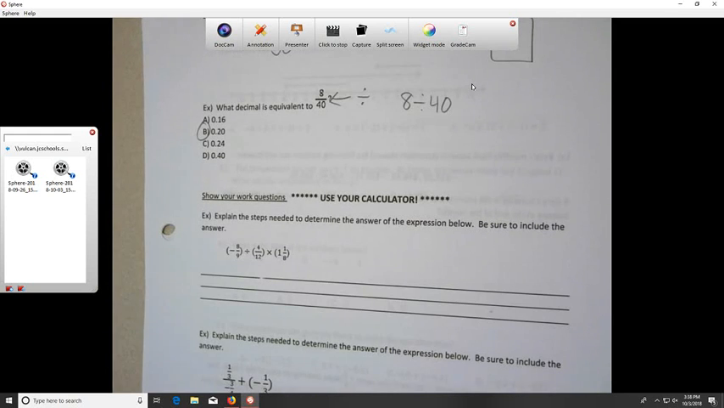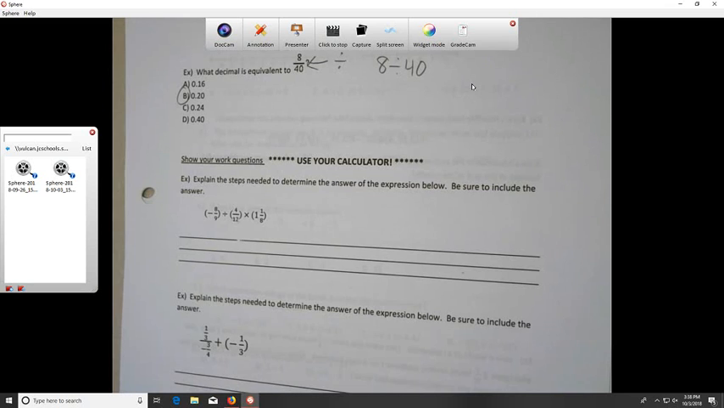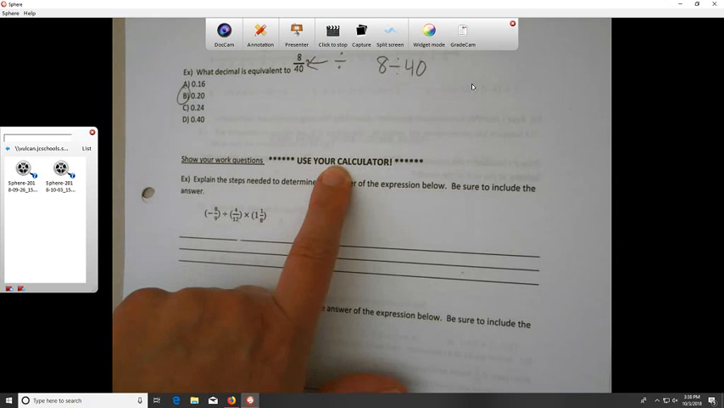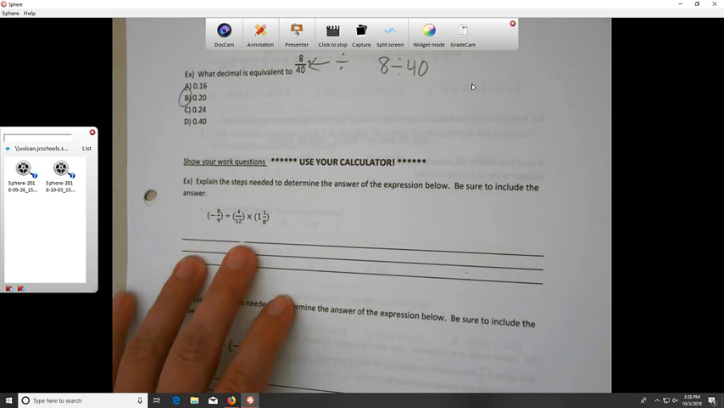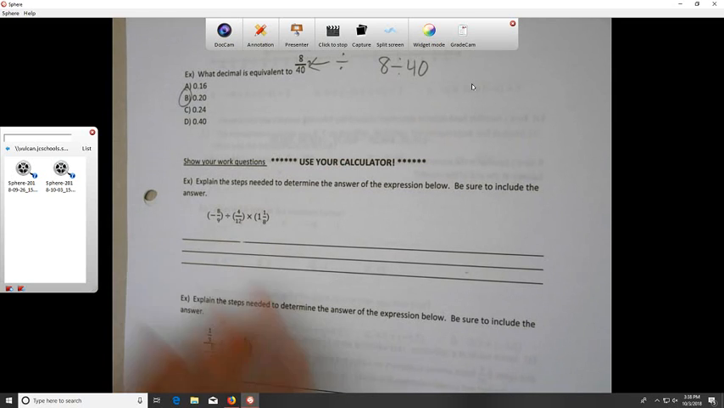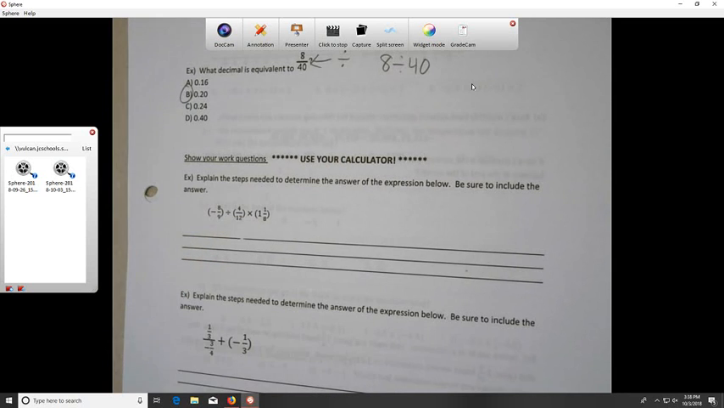Alright, down here we have some show your work questions. So on the test, these are questions where you don't get points just for writing the answer. You need to show your steps and your process of solving. You can still use your calculator to actually do the calculations. So for this one it says, explain the steps needed to determine the answer of the expression below. Be sure to include the answer. This is an order of operations question because we have more than one thing going on in the question. We have some division and we have some multiplication.